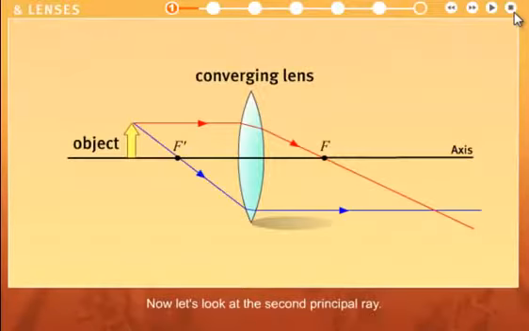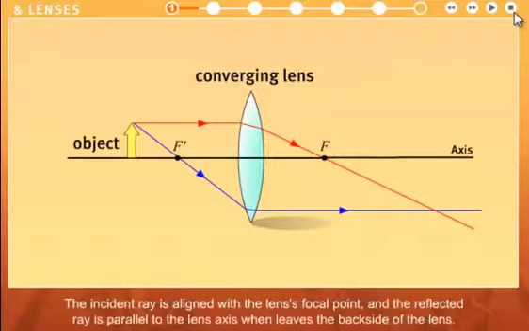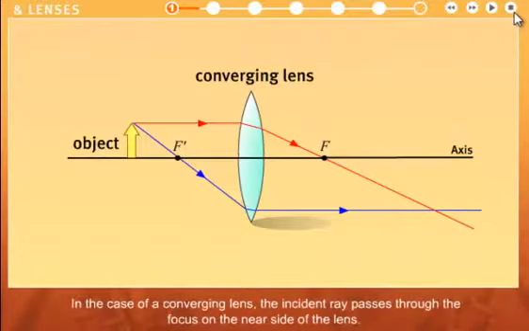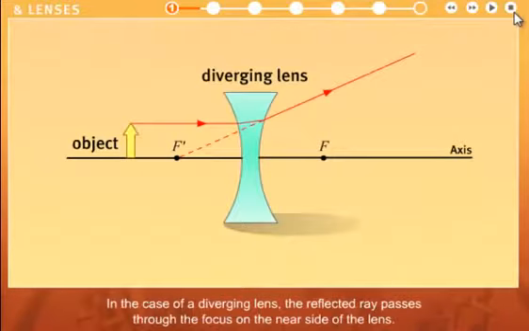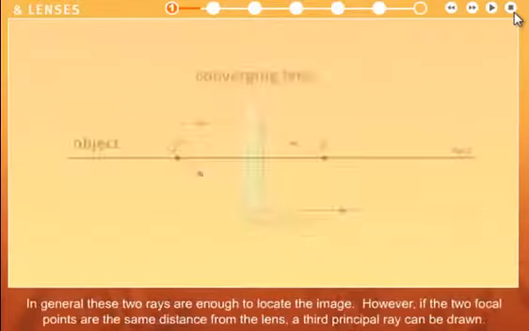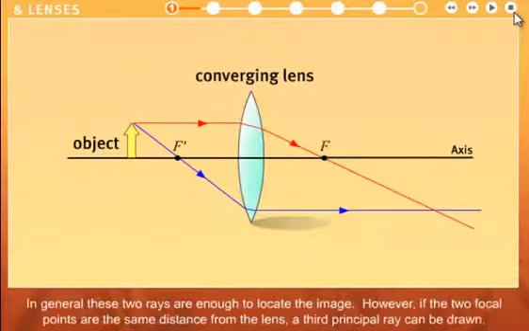Now let's look at the second principal ray. The incident ray is aligned with the lens's focal point, and the reflected ray is parallel to the lens's axis when it leaves the back side of the lens. In the case of a converging lens, the incident ray passes through the focus on the near side of the lens. In the case of a diverging lens, the reflected ray passes through the focus on the near side of the lens.